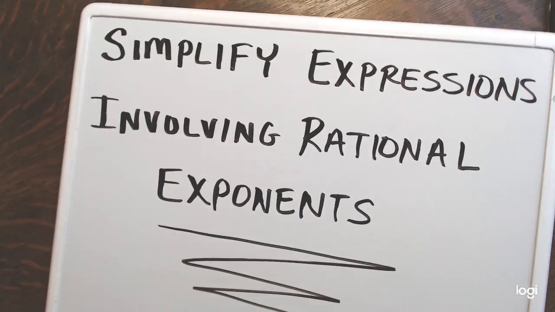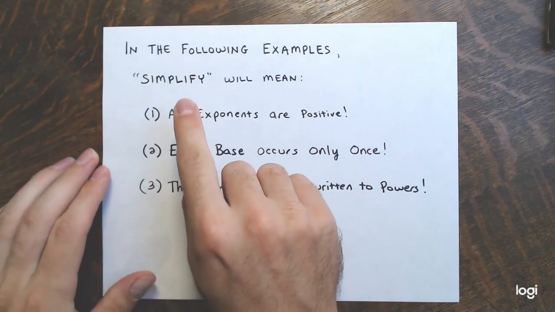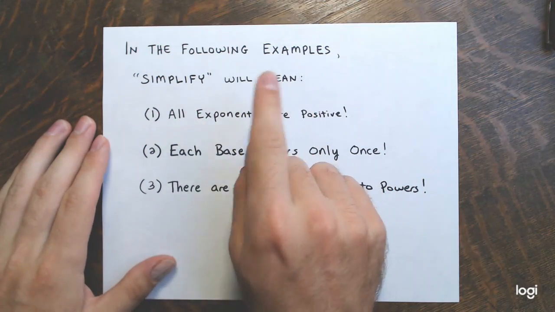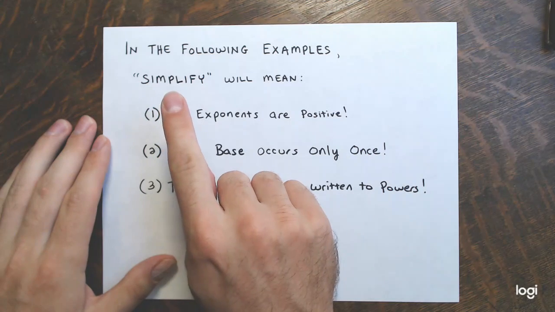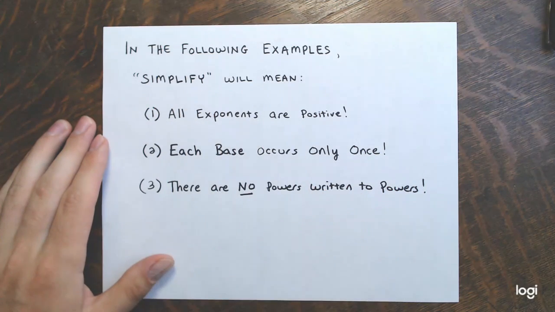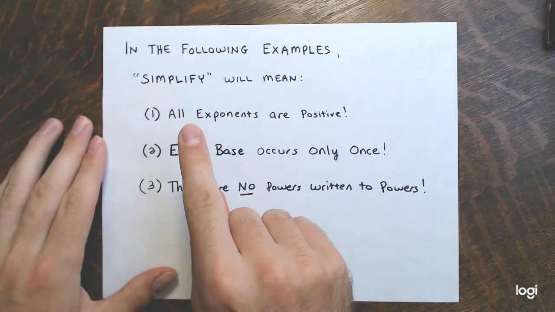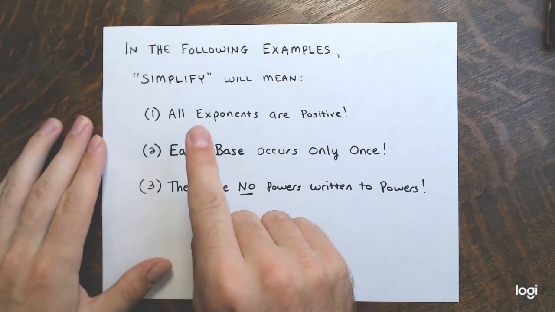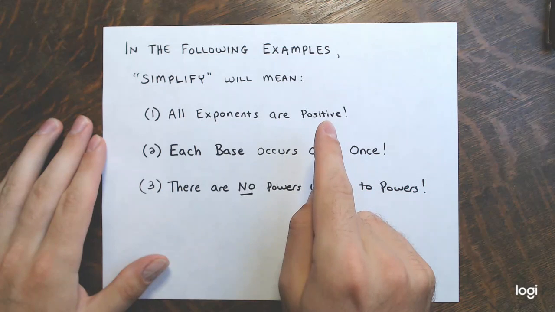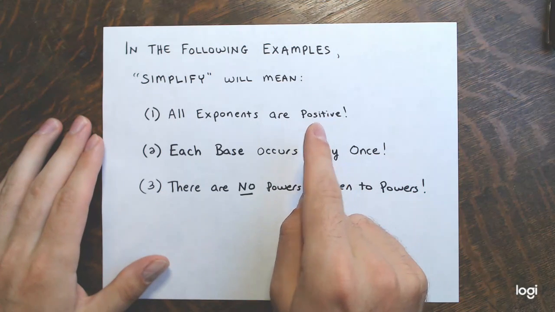So in this video, in all my examples today, when it says to simplify, simplify will mean to do the following. Number one, I'm going to rewrite the expression so that all exponents are positive, so no negative powers when I'm done.